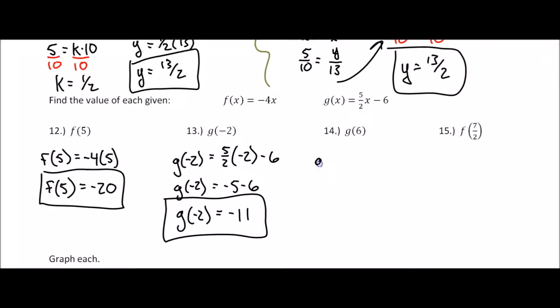The next one is telling me to plug a 6 into the g function. Remember the mental math approach for multiplying fractions? That fraction, the 5 over 2, is like times 5 divided by 2. So you could do 5 times 6 is 30, divided by 2 is 15. Or you can do the division first. 6 divided by 2 is 3, times 5 is a 15. Either way, you get a 15, but that's the mental math approach to multiplying these fractions. And now when I do the subtraction, that gives me a 9. Whew.